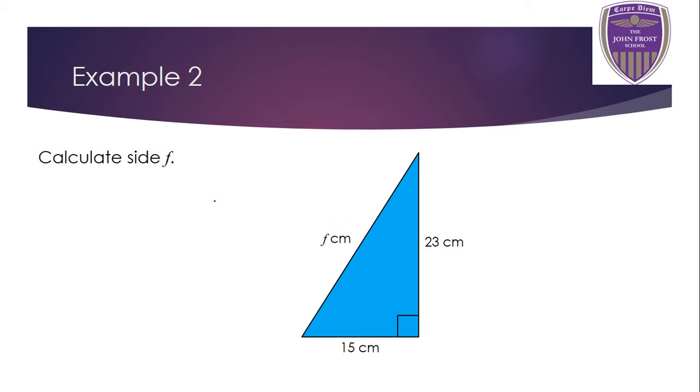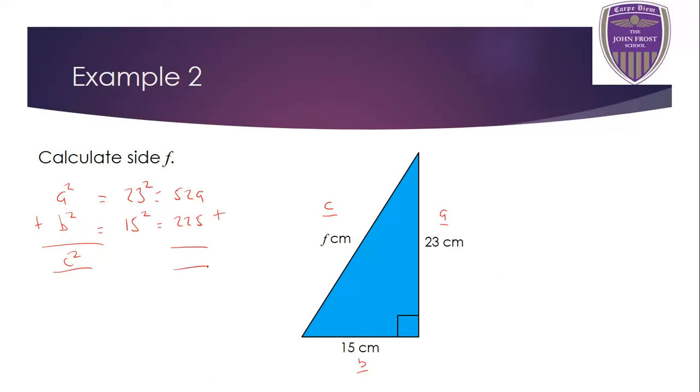Okay, welcome back. So let's do this one. C, B, A. So I'll go again. A squared plus B squared equals C squared. Let me just get rid of this plus sign a minute. Sorry about that. So A squared is 23 squared. I know that's 529. B squared is 15 squared, which is 225.